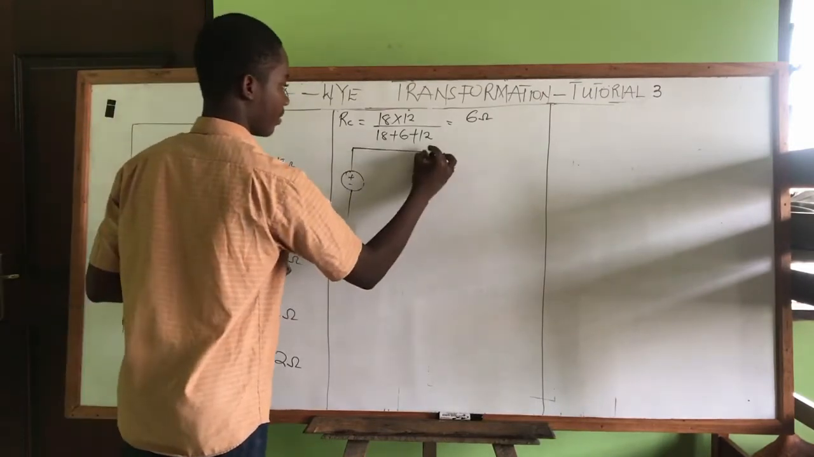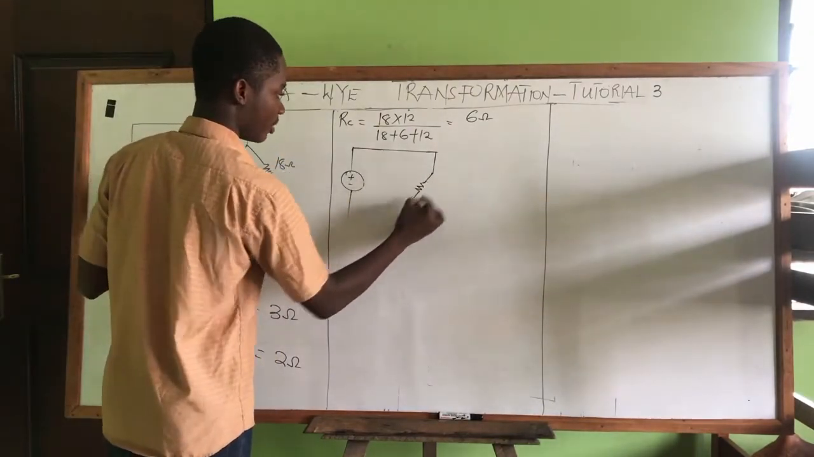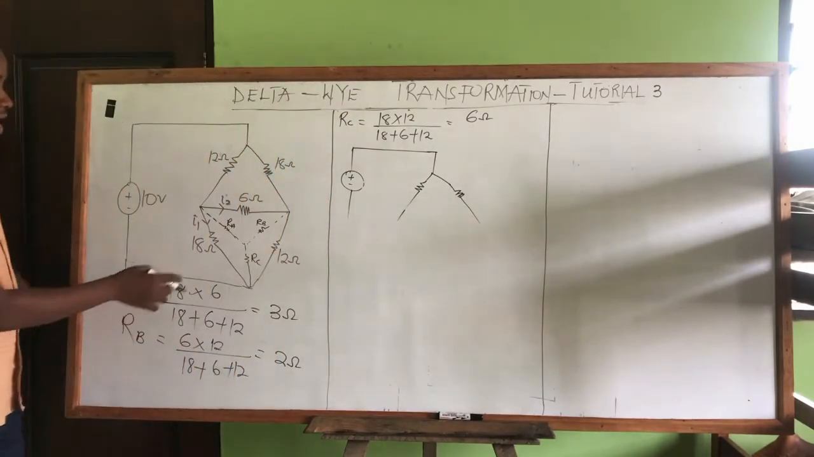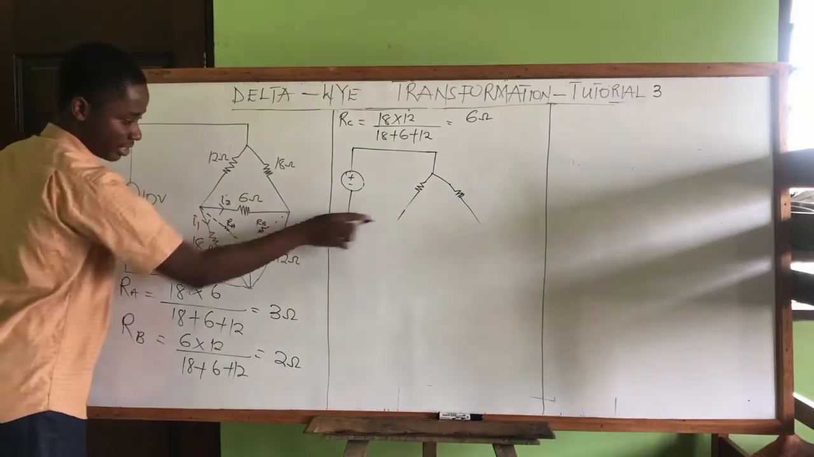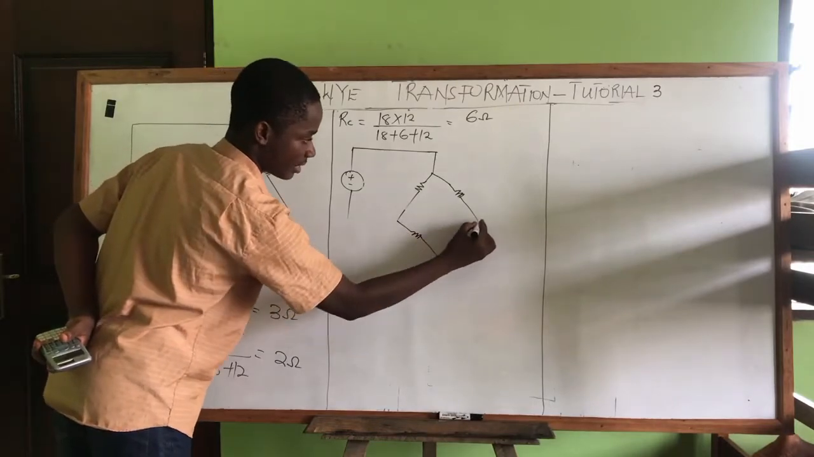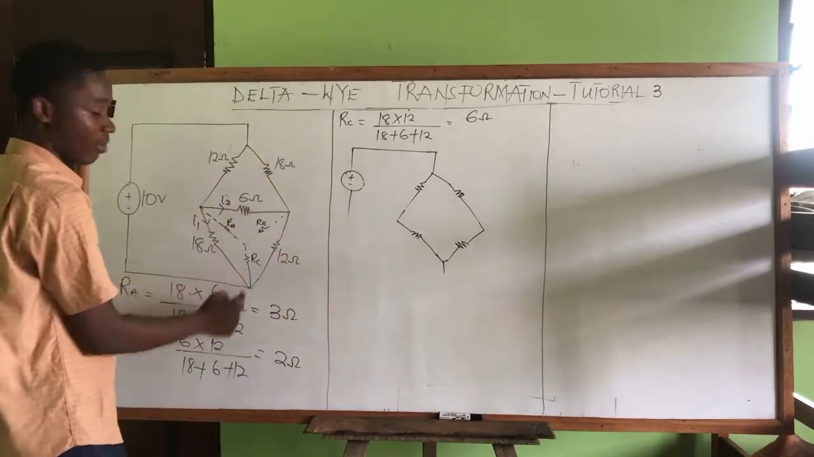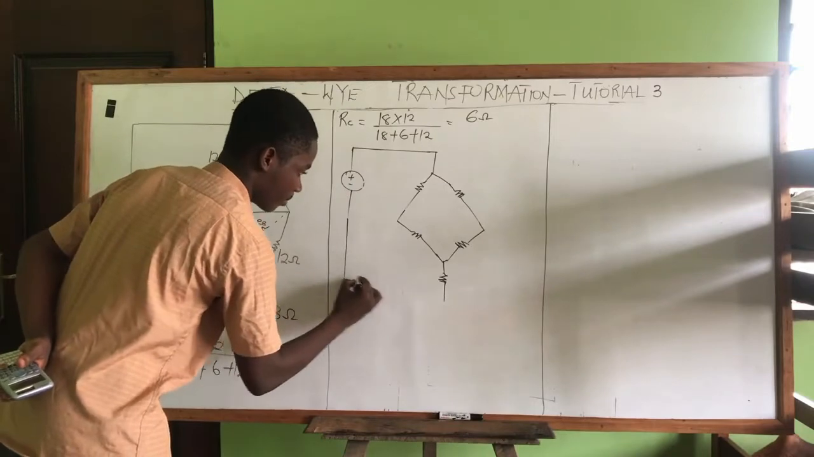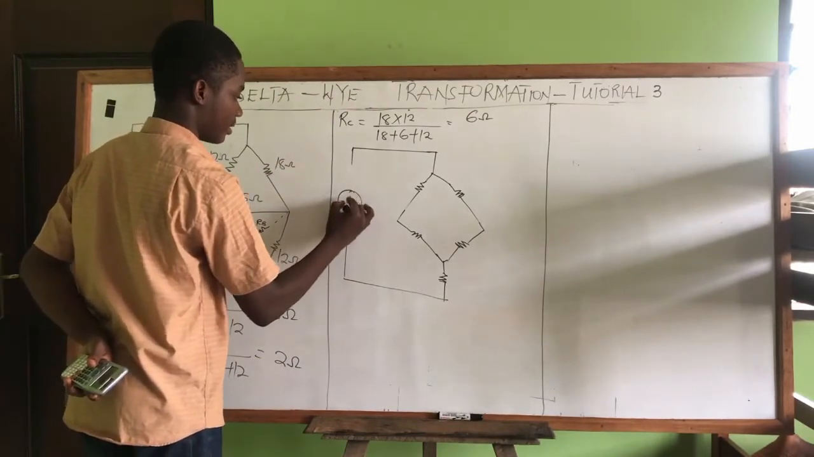So we have this 12, 6 and 18 still there. They were not transformed. Good. Now we are replacing the delta by this Y. One is connected at this point, this one is connected here, so we have the Y like this. Then we have our branch, resistor RC here. So we can draw our circuit like that.